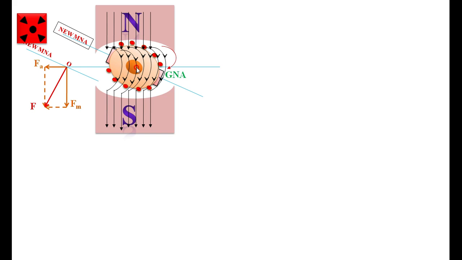Then there is a distortion of the main flux. What is the effect of this? Because of the armature flux, the new MNA, that is the magnetic neutral axis, is shifting by an angle theta. Then what is the effect of this change of the new MNA? We'll see now.